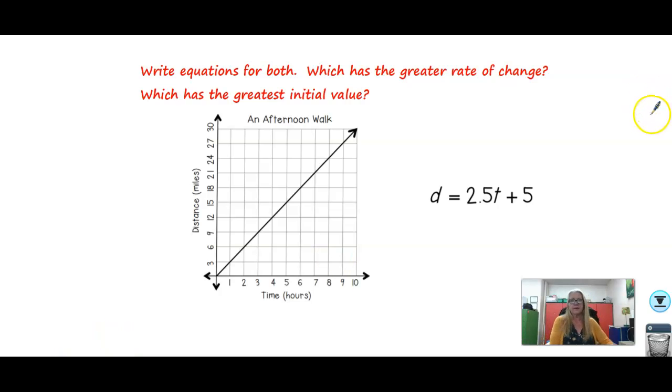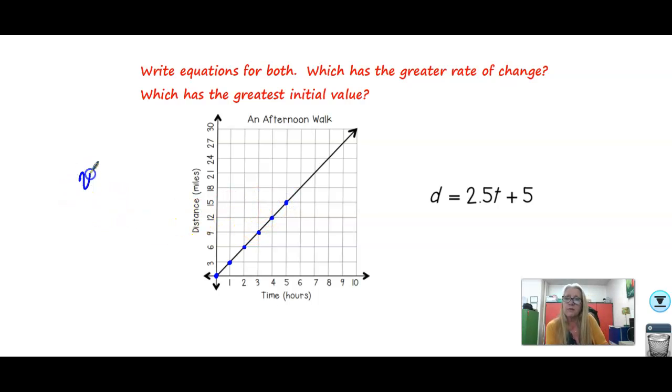Okay, so we're getting there. Write equations for both. All right, we have an afternoon walk. We have distance in miles. We have no dots, but we do have numbers this time. Here's one exact crossing point, and you'll notice that you have exact crossing points at every intersection. Just like that. Okay, there are lots of them.